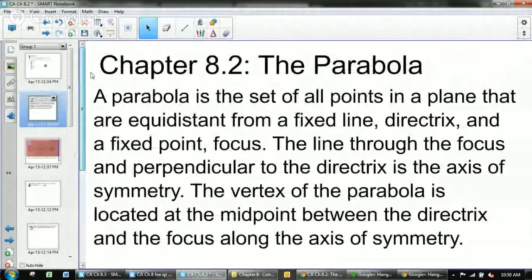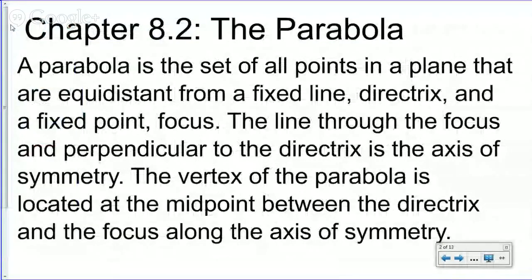Okay, we're going to talk about the parabola today in chapter 8.2. So we've got this really long definition. I'll read it to you and then we'll draw a picture of kind of what's going on. A parabola is a set of all points in a plane that are equidistant from a fixed line called the directrix and equidistant from a fixed point called the focus.